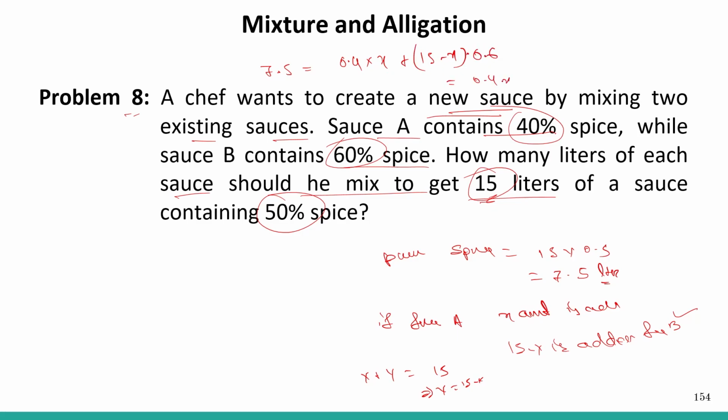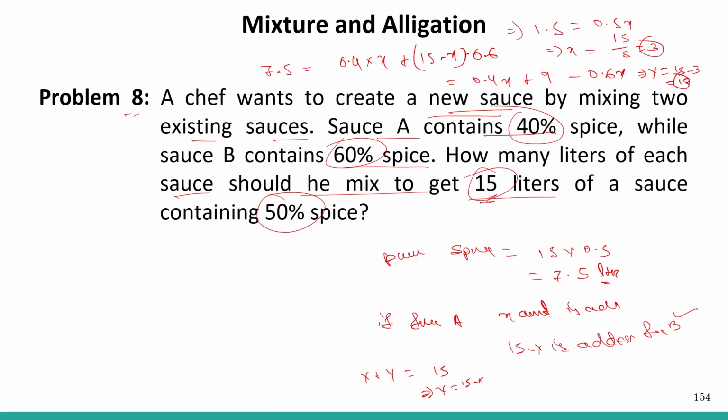That will be equal to 0.4x plus 15 into 0.6, so it will be 9, minus 0.6x. So this implies that 1.5 is equal to 0.2x. Okay, so this implies that x is equal to 15 by 5, which is equal to 3. So if x is equal to 3, this implies that y is equal to 15 minus 3, which is equal to 12. So this much amount of A and B needs to be mixed. From A, it should be 3, and from B, it should be 12.